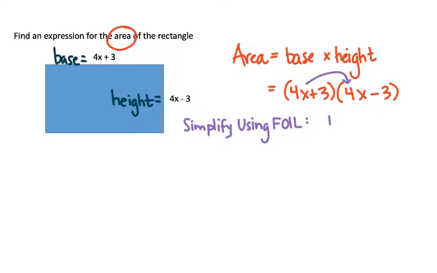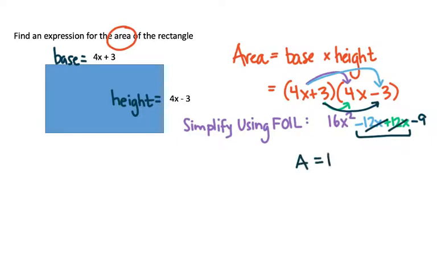4x times 4x is 16x squared, and then 4x times minus 3 is minus 12x. 3 times 4x is plus 12x, and 3 times minus 3 is minus 9. Now you'll notice these middle terms cancel out, and we end up getting an expression for the area of 16x squared minus 9. Now what I want you to notice is that there is a shortcut.